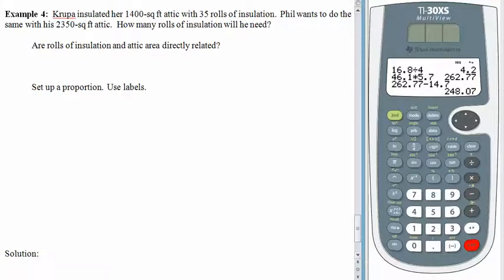Krupa is going to insulate her attic. Her attic is 1,400 square feet. This is going to require 35 rolls of insulation. Phil wants to do the same thing, but of course his attic is a different size, and we want to know how many rolls of insulation he's going to need.